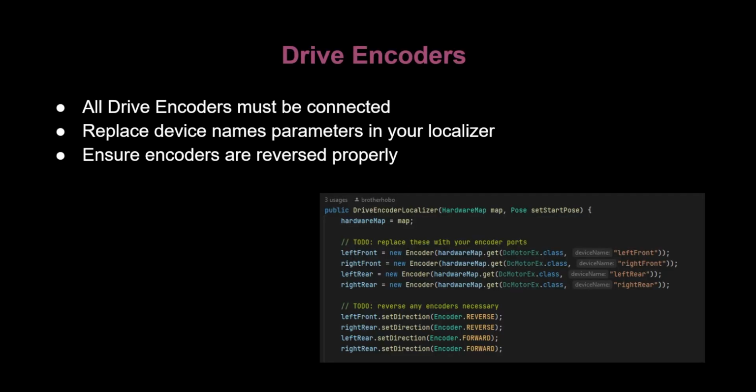First, we have drive encoders. All of your drive encoders must be connected, and they must match the name that you have on your device name. So let's say your left front motor, it should be like LF that matches based off of your config that you've set. Make sure you also reverse your encoders properly, because as you push your robot forward, all of your encoder ticks need to be counting up, or else your localization will be inaccurate.